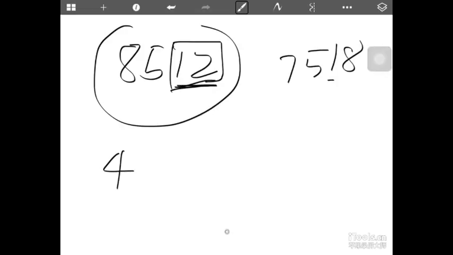Now looking at 7,518. Look at the last 2 digits, and they're 18. And 18 is not divisible by 4. So the number is not evenly divisible by 4.